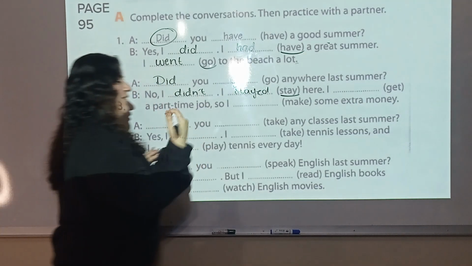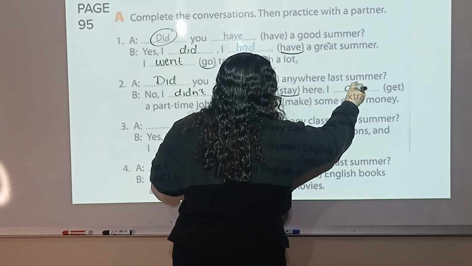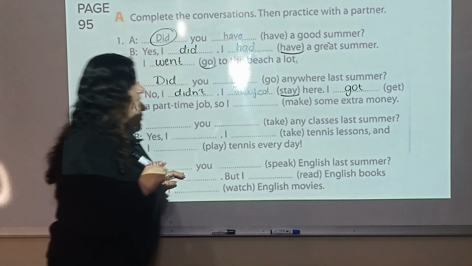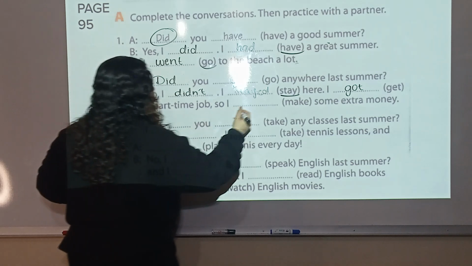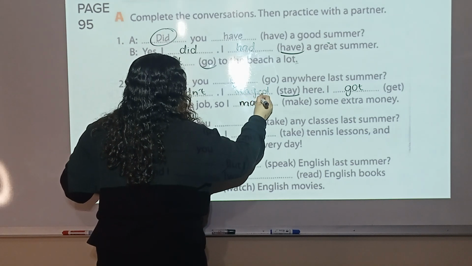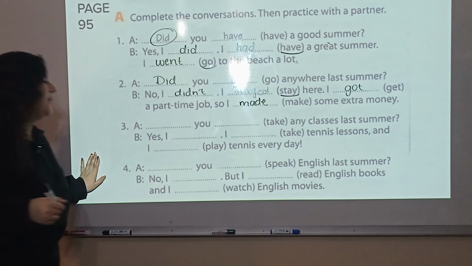Here, the past of get is got. It is not a regular verb. So I got a part-time job. So again, this is not a regular verb. I made some extra money.